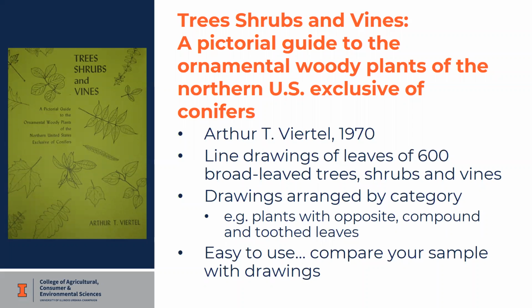So first on the list is Trees and Shrubs and Vines, a pictorial guide to the ornamental woody plants of the northeastern US, exclusive of conifers. In the book's introduction, I should mention this is by Arthur T. Viertel. In the introduction, he describes his goal of creating a resource for the non-botanist. So his goal right off the bat was not to have something so complex that only college professors would be able to use that book.